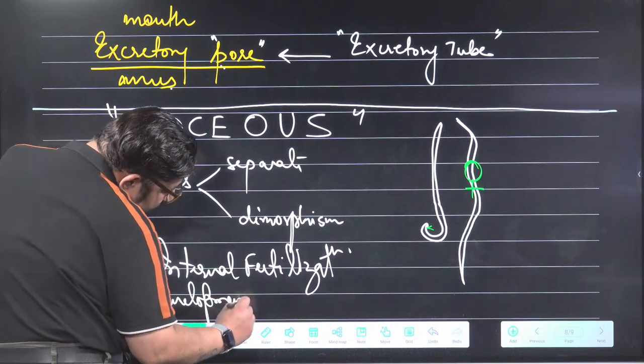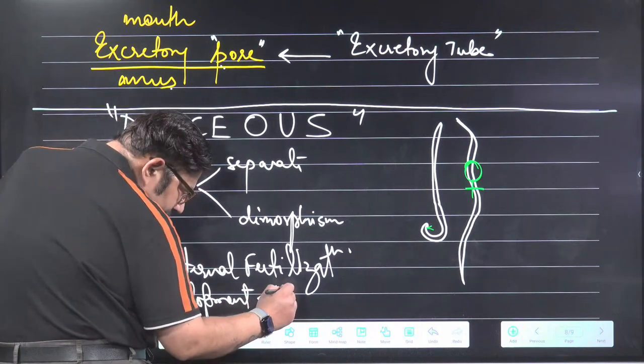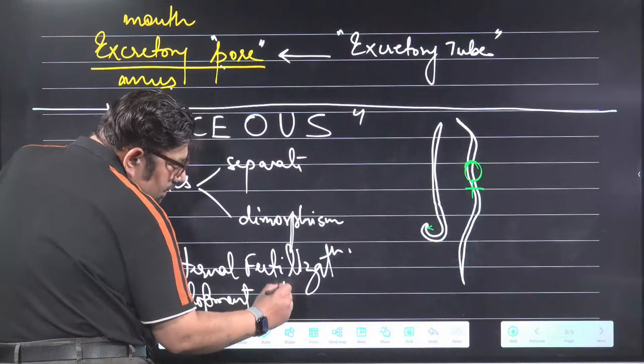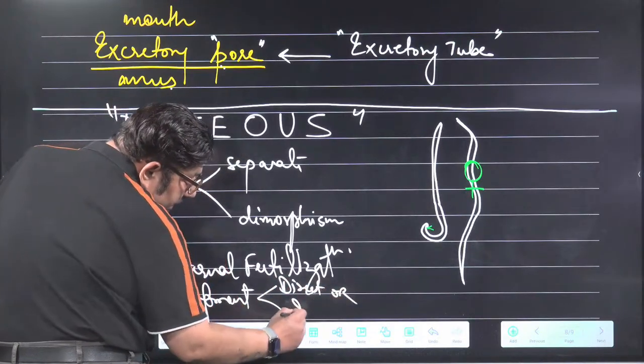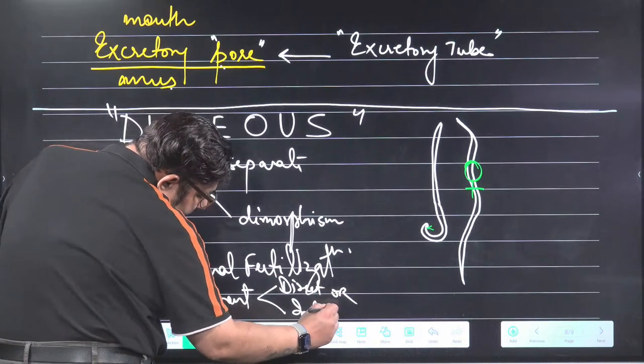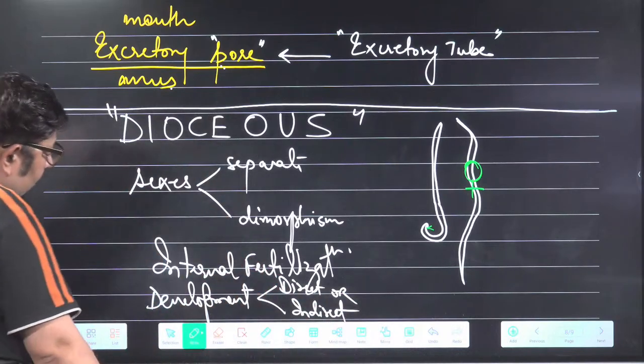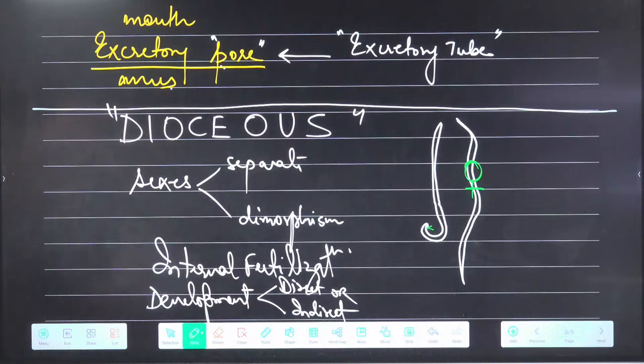Now, first time, we can see the development, okay? Development, what will it be? Generally we know it is indirect, but here it can be direct or it can be indirect. First time. It can be direct or indirect development.